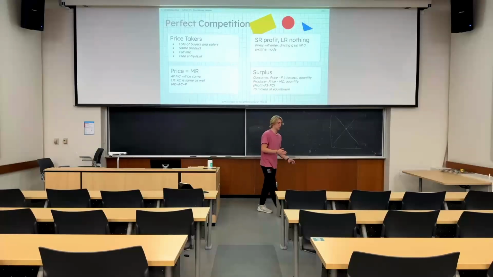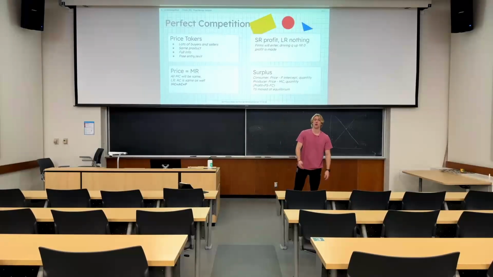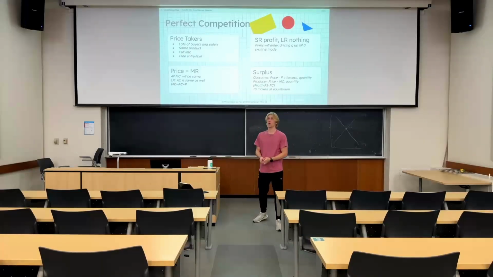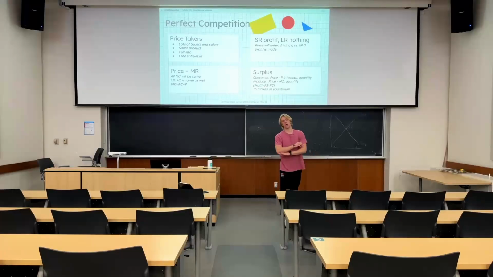So the first model we're looking at is perfect competition. This is one where there's lots of firms, there's lots of buyers, everyone's a price taker, everyone has full info, and there's free entry and exit. So you can enter the market, leave the market.